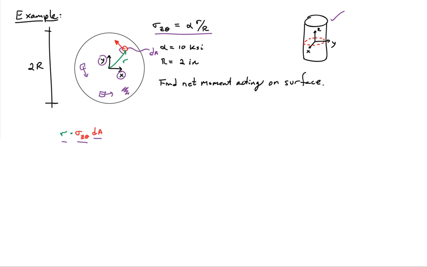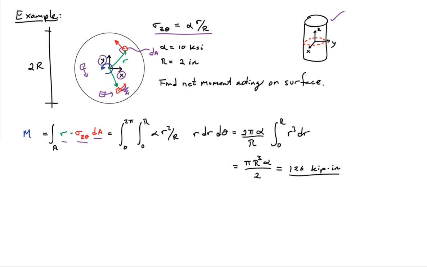So if I add them all up, the lever arms will always be r, and I'm going to end up with the moment about the z-axis. The final expression then is the moment is equal to the integral over the cross-sectional area of r sigma z theta dA. I can go ahead and write out that integral.